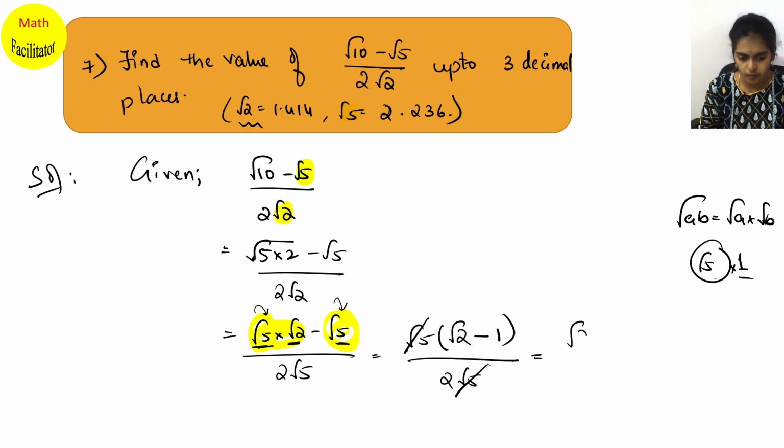So see here, beta, how much am I getting? Root 2 minus 1 by 2. So root 2 is how much? 1.414 minus 1 by 2. So I'll get it as 0.414 divided by 2.